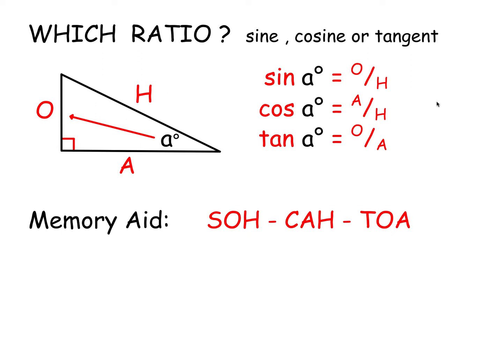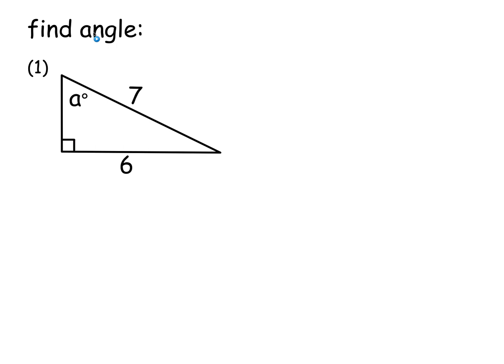And then you've got three kinds of question. You're trying to get the angle, the top line of the ratio, or the bottom line of the ratio. Three different cases. Here's an example.